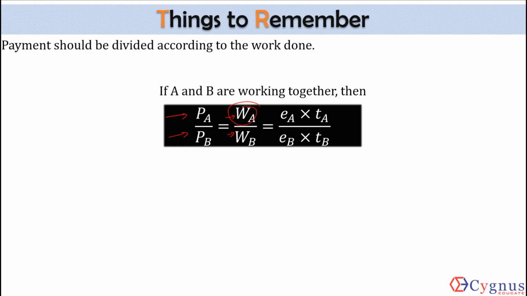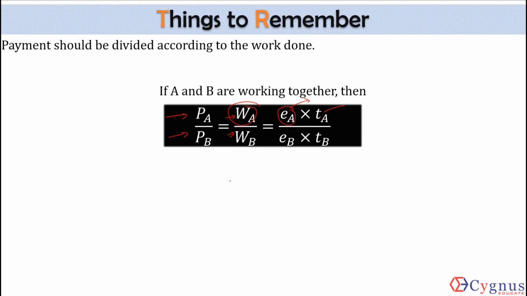Now, how do we calculate the work done by A? It all depends on the efficiency of A, that means work done per day, for how many days? Let's say TA. So this is my efficiency per unit time, and it should be multiplied by my working time. Similarly, efficiency of B should be multiplied by the working time of B. This will give you the ratio of the work done, and in the same ratio, payments must be distributed. This is the case when their working time, working hours or working days are different.